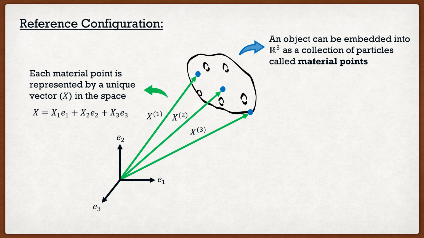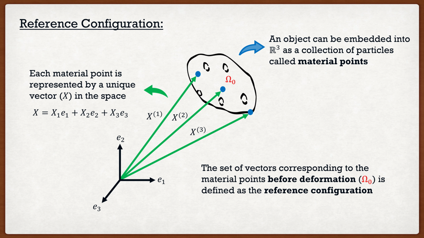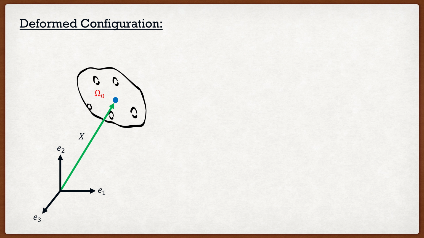Now again, we have many points on this potato, and the collection of vectors corresponding to those material points is actually called the reference configuration, and we denote this collection of vectors as omega naught. Right, so this is going to be the reference configuration. This is basically our object embedded into 3D space before we do any sort of deformation or rotation or anything like that. Now, this leads us to the second configuration, which is called the deformed configuration.